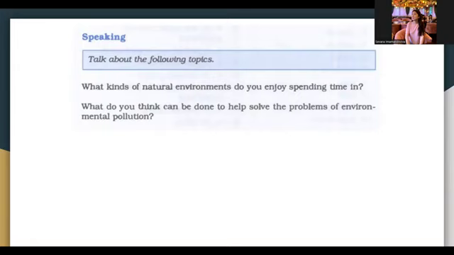What kinds of natural environments do you enjoy spending time in? So that's an interesting question.